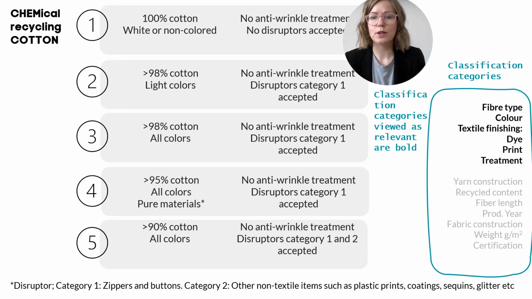In the rightmost corner, you can see the classification categories. These are the fiber type, the color of the textile, finishing, where we put a specific interest in the dyestuffs used, prints, meaning plastic prints on top of the textile, and various treatments such as anti-wrinkle or flame retardancy. Further, yarn construction, content of recycled fiber, fiber length, production year, fabric construction, area weight, and certifications such as Oekotex or Fairtrade.